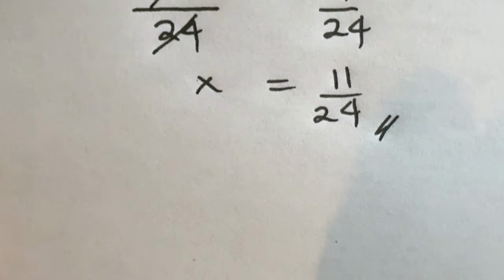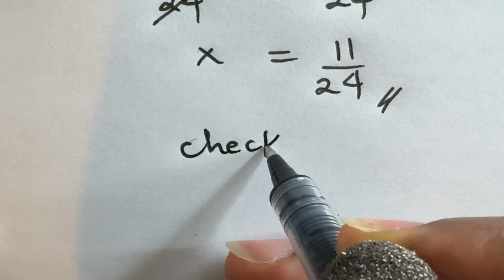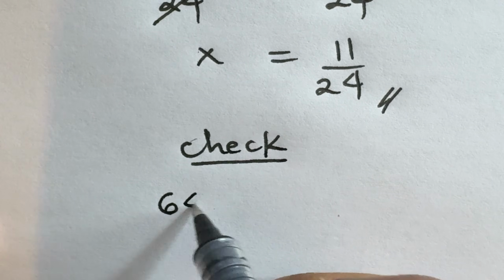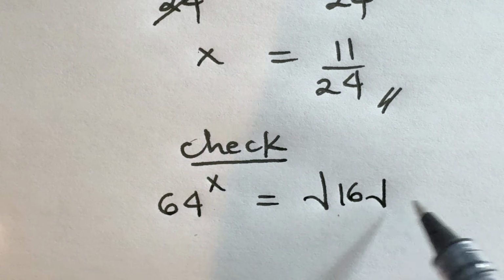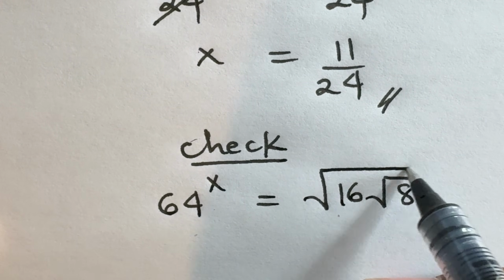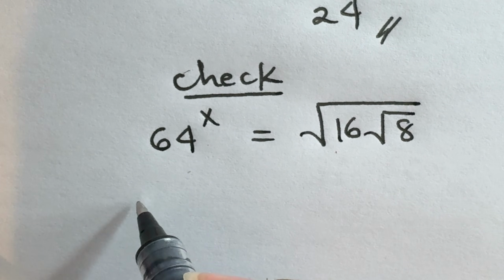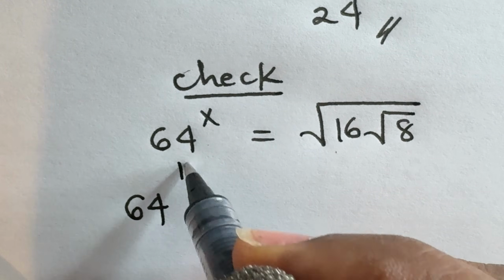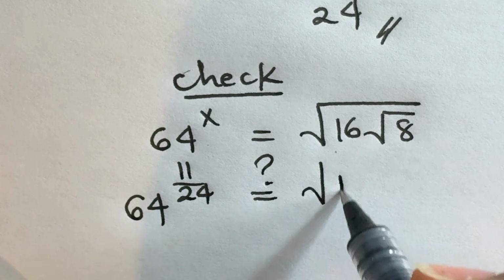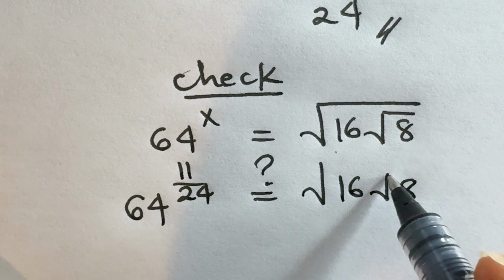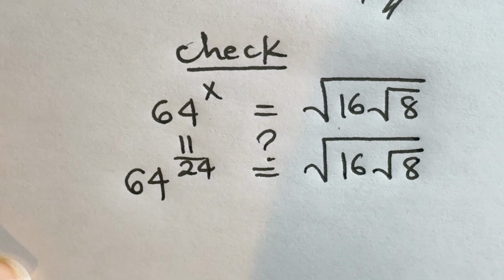Now let us check to confirm that this is correct. We're going to substitute this value of x into the given equation. 64 raised to power x is equal to the square root of 16 root 8. And we got x is equal to 11 over 24, meaning that 64 raised to power 11 over 24 should give us square root of 16 root 8. Or the left hand side should balance the right hand side.